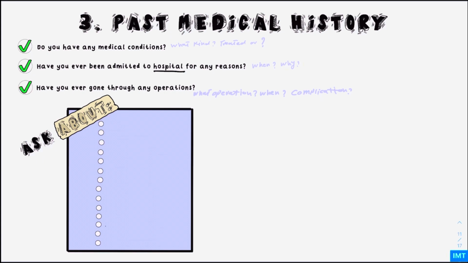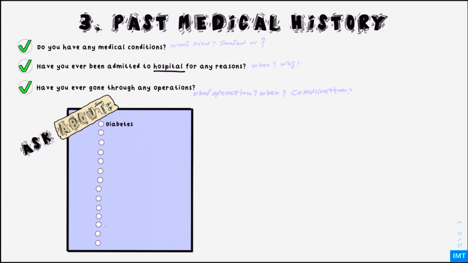Third, have you ever gone through any operation? What kind of operation? When? Any associated complication during that operation? If yes, talk about that complication. If no, move on. Okay, during the past medical history conversation, you should ask about any chronic diseases.